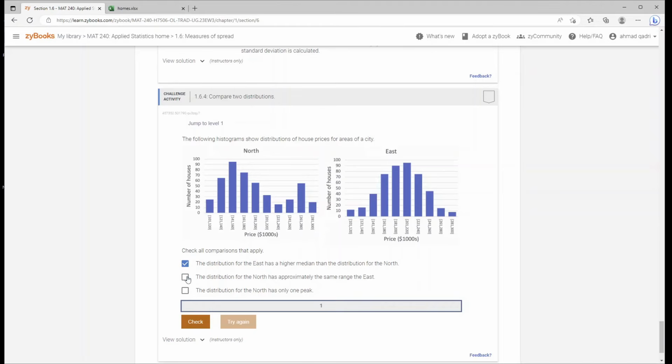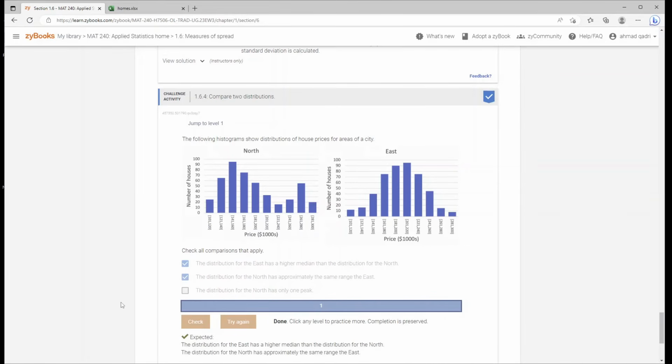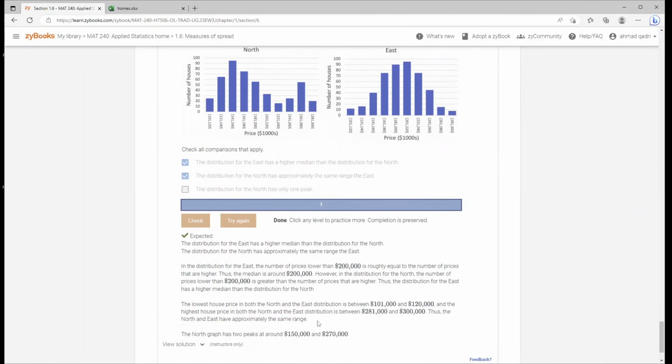So this also applies. The distribution for north has only 1 peak. In fact, the distribution for east has 1 peak, but the distribution in the north actually has 2 peaks, right? We can clearly see there's 1 peak here and then 1 peak here. So this does not apply. So if I hit check, this is the correct response.